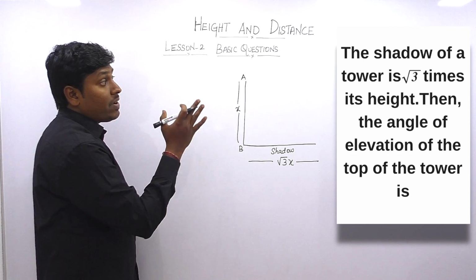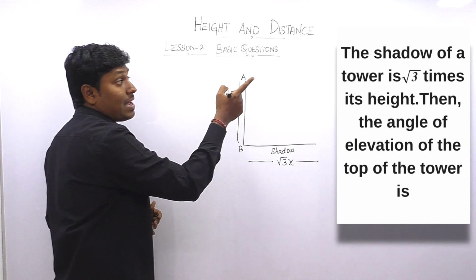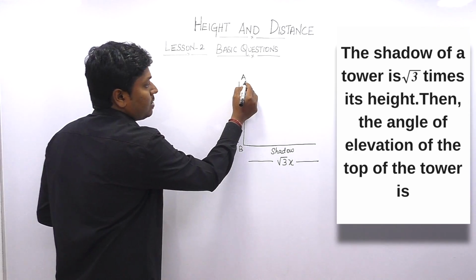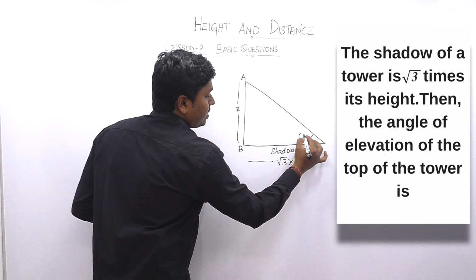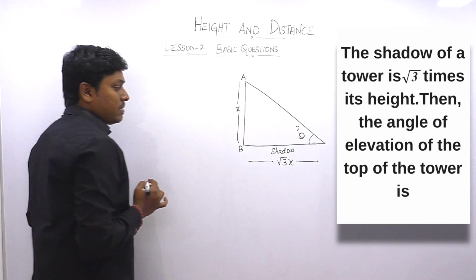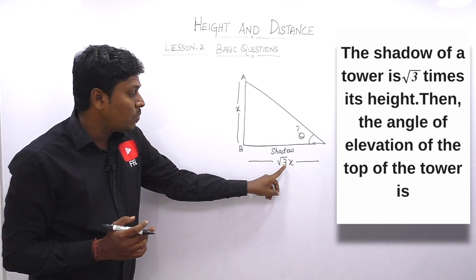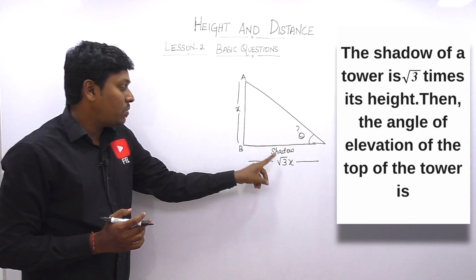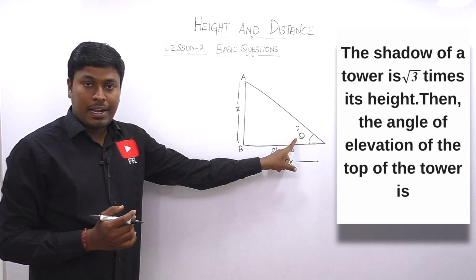So our target is to find what is the angle of elevation of the top of the tower. So this is our target, right? So friends, interesting question. So there is a tower and the tower shadow is root 3 times the height. So root 3 into x. So in this case, our target is to find theta, the angle of elevation.